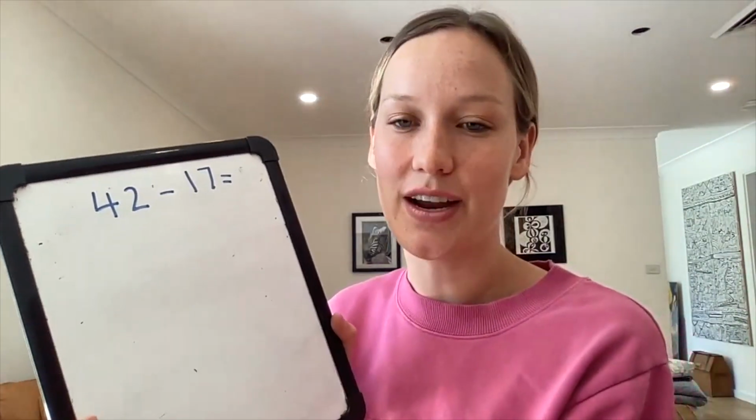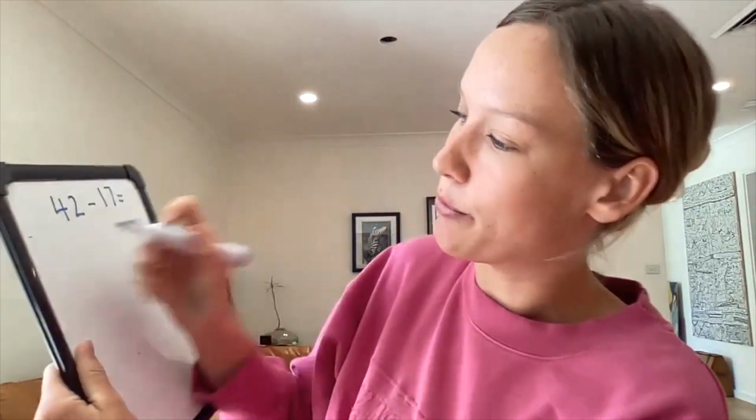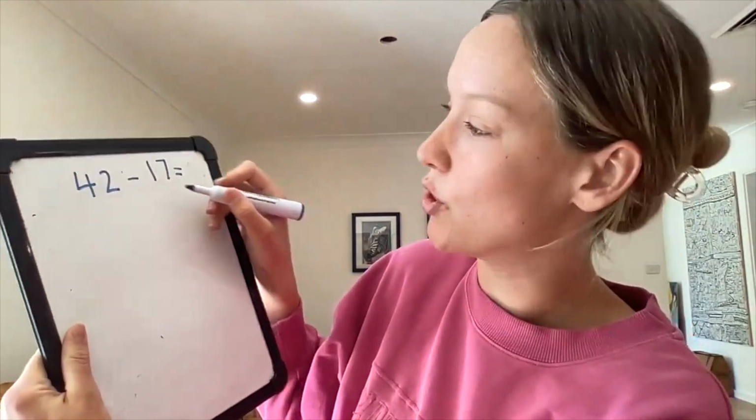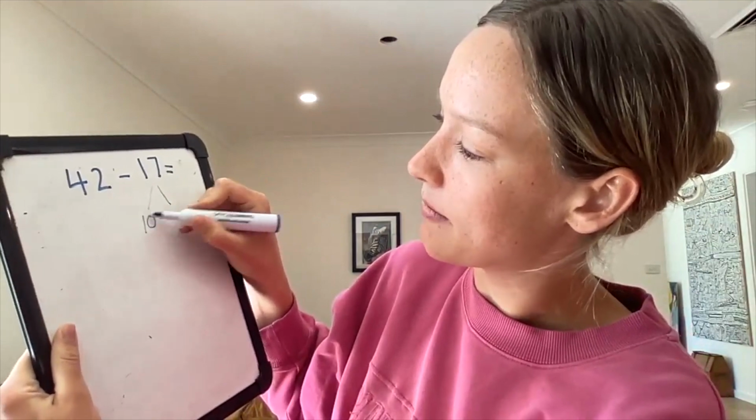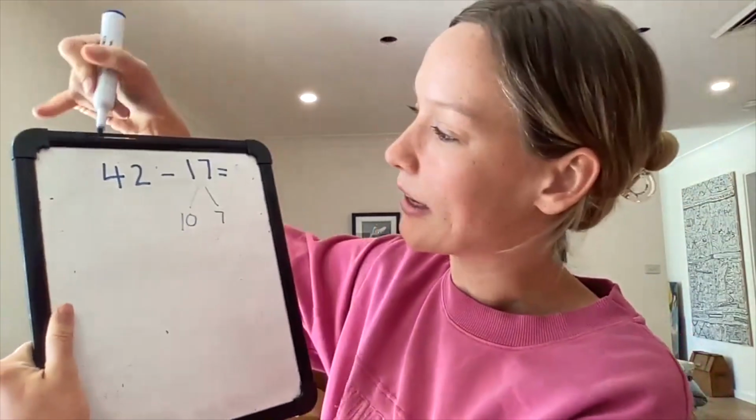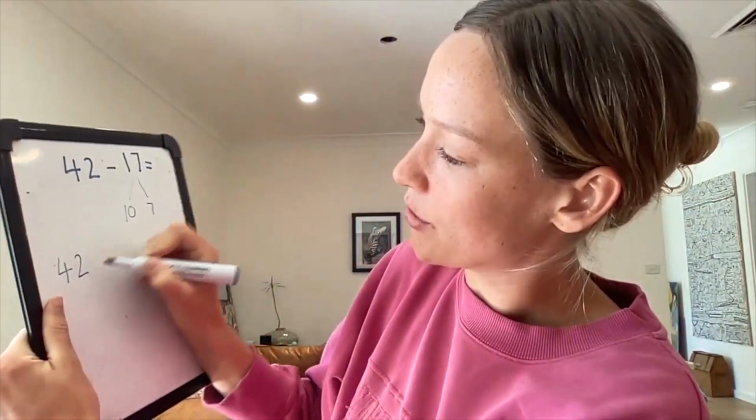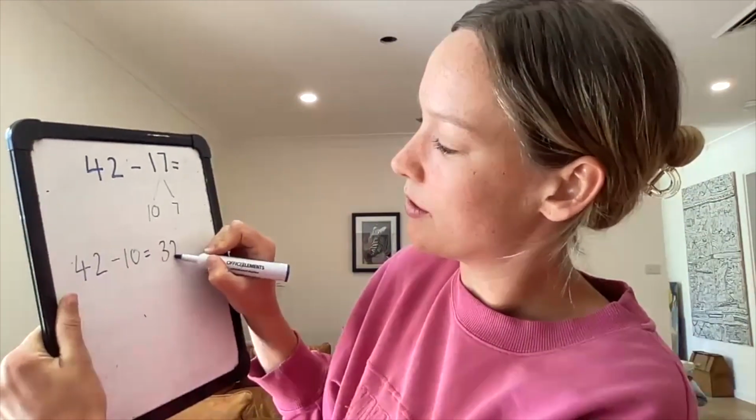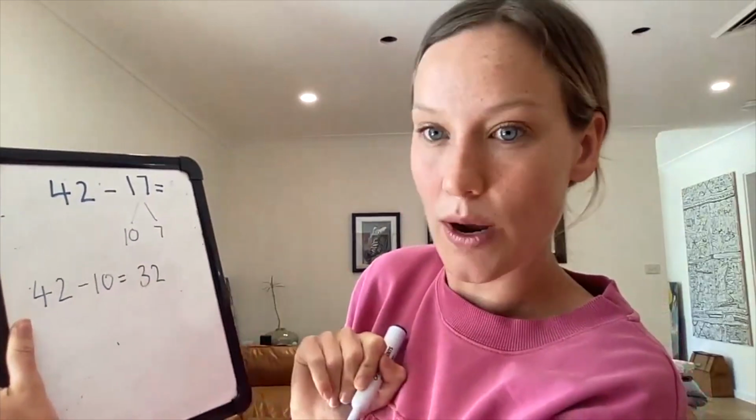The first strategy that I'm going to use is the split strategy. So I'm going to start with my biggest number, 42, and I'm going to split my smaller number into tens and ones. I have 1 ten and 7 ones. Now I can do 42 take away my tens. 42 take away 10 equals 32. I just take 1 ten from 42. And then I'm going to take away 7.